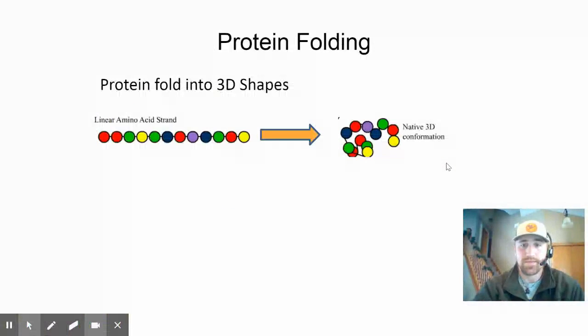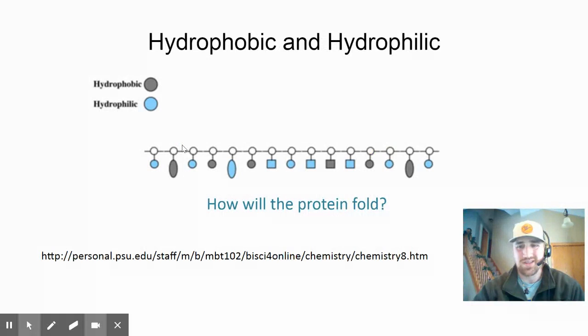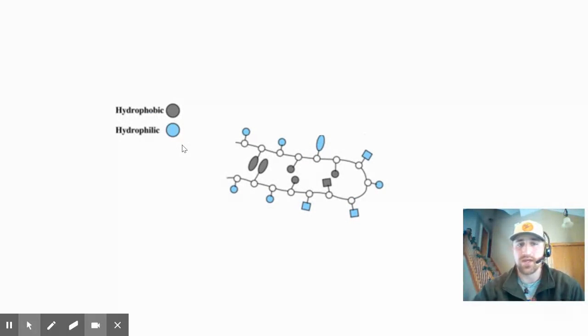Now, when we talk about protein folding, we understand that we have this amino acid strand, but how in the heck does it actually fold on top of itself? It comes down to the words hydrophobic and hydrophilic. Your hydrophobic ends are going to attract each other, and your hydrophilic ends are going to repel each other.